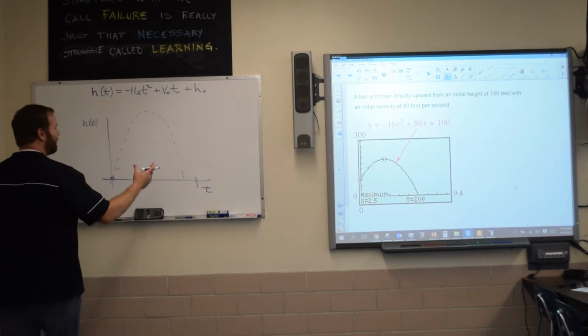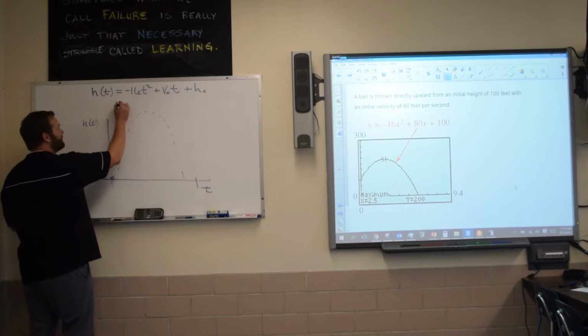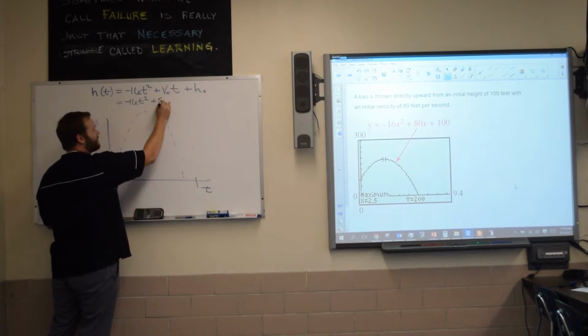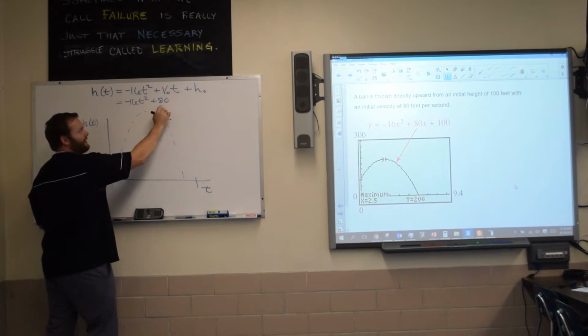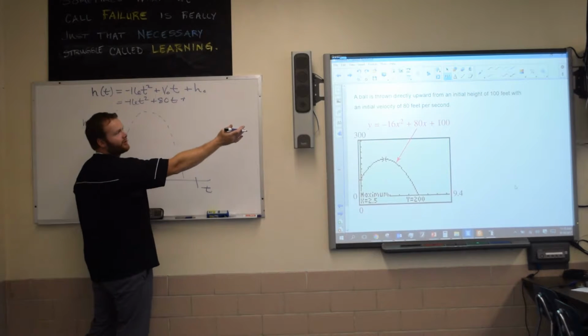Now, in the particular problem they have here, they're saying that the initial velocity is 80 feet per second. So we just throw in that v sub naught variable as 80, put our t on. And our initial height, they say we're going to do this from 100 feet.